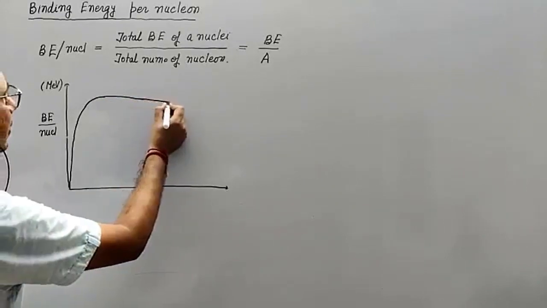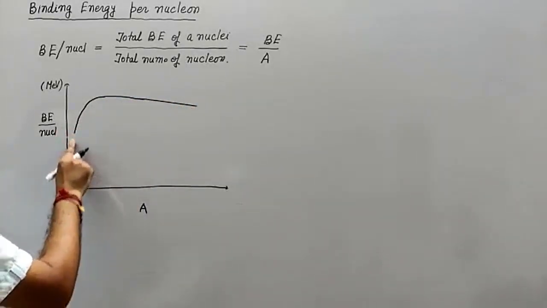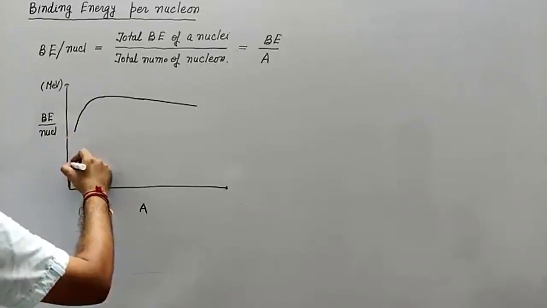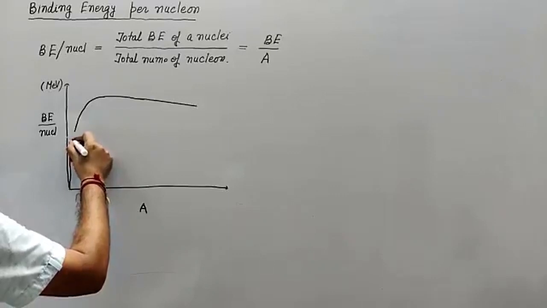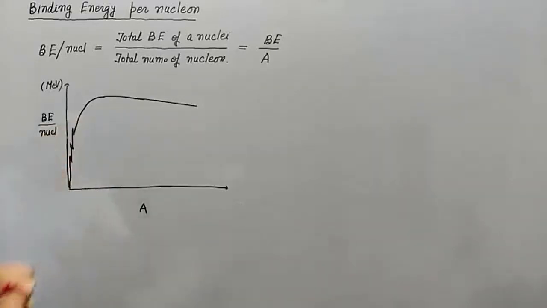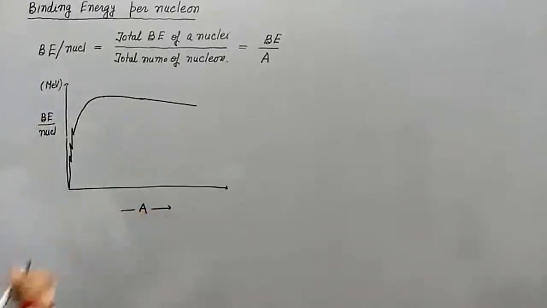This is a smooth curve I'm drawing, and on the lower side of A you will find a few peaks like this. So this is the plot between binding energy per nucleon and mass number A. What are the properties of this plot?